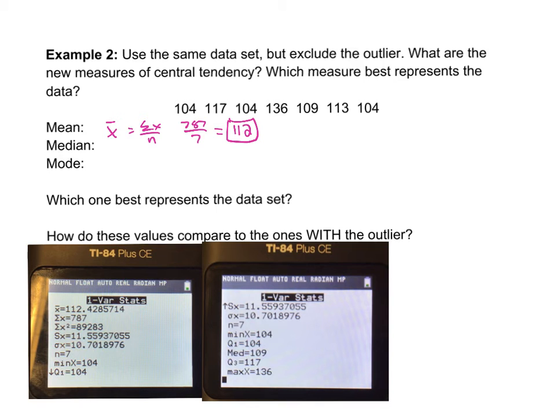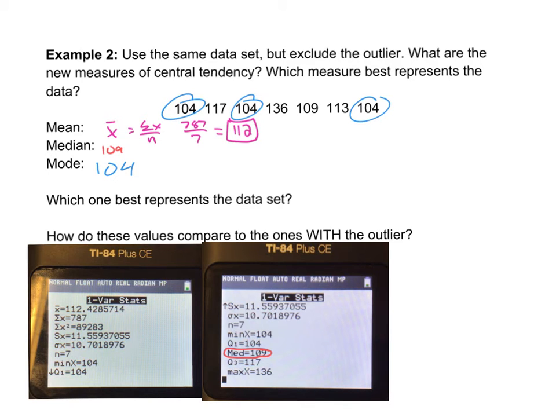If we look at our median, again, we're going to have to scroll down here. Look there, 109. That'll save us from having to list them all in order. And our mode, well, that's still going to be 104. Now, which one of these best represents the data set?